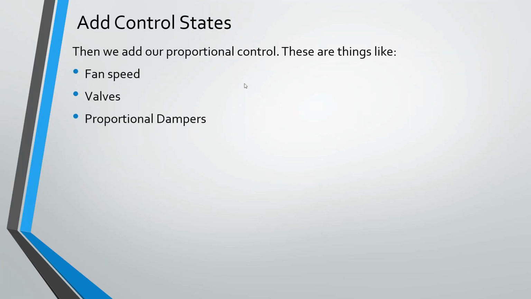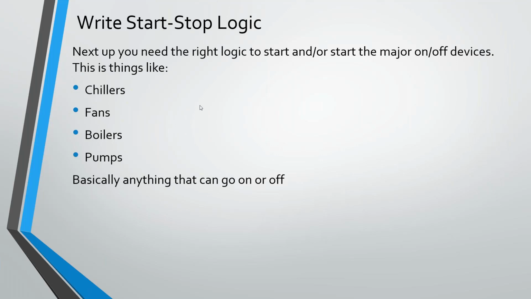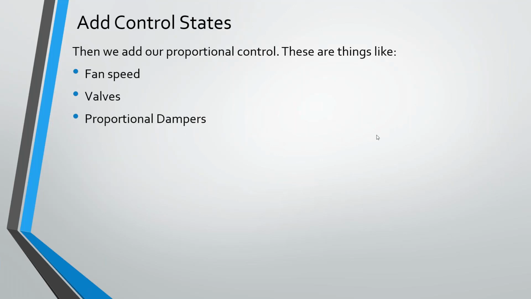From there, we move into our control states. So this is where we're going to be writing our analog logic. This is what throws a lot of people for a loop. Most folks, when they're writing programs, can get this start-stop logic right. You know, hey, throw in a comparator, compare outdoor air temp to outdoor air lockout, enable the economizer. That's a basic start-stop on-off logic, right? It's when we start to get into the control states that some folks will get lost.